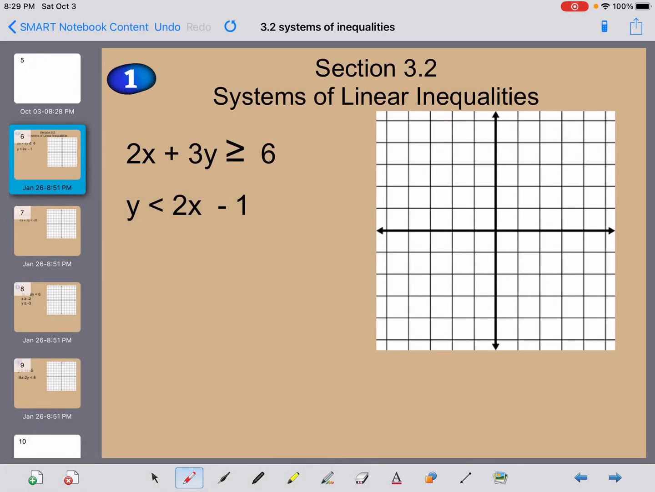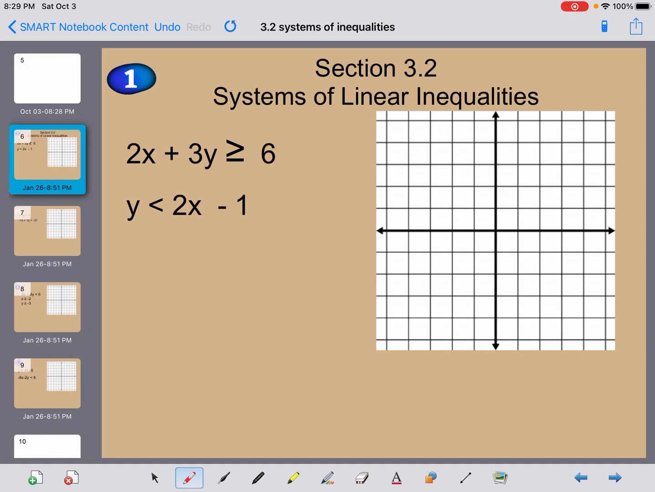All right, so this is section 3.2, Systems of Linear Inequalities. Section 3.1 was Systems of Linear Equations, so we're going to have a very similar approach here. We're going to graph the two inequalities and see where they overlap. The difference is that there's going to be shading involved this time.